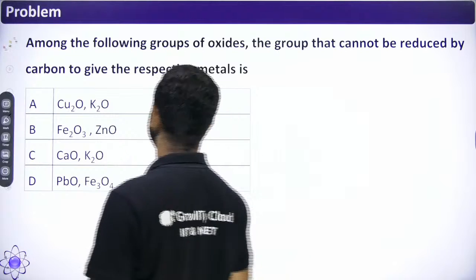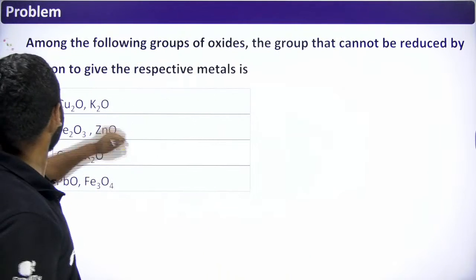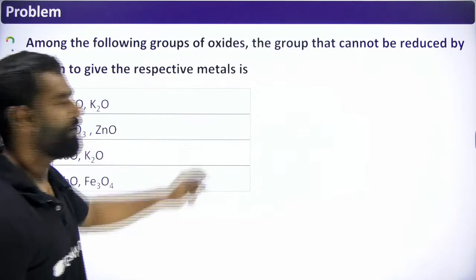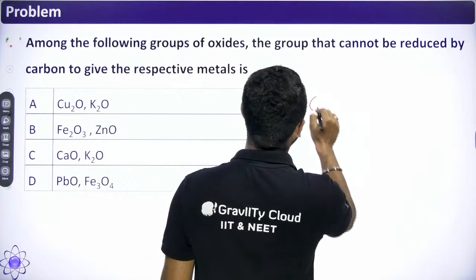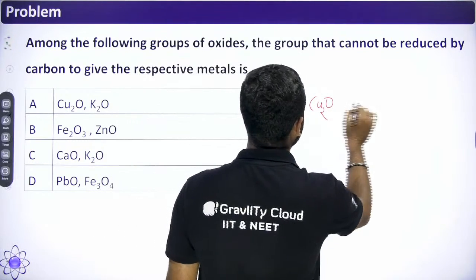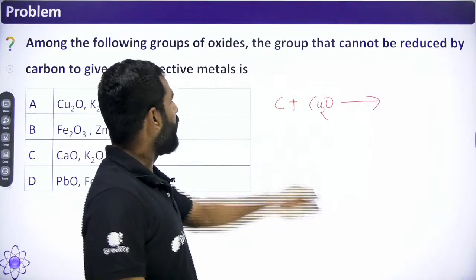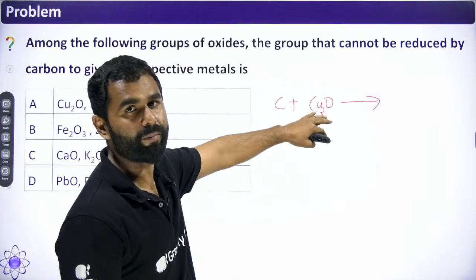Now the question says what? Among the following group of oxides, the group that cannot be reduced by carbon to give respective metals. See, simple. When carbon reacts with, suppose, copper oxide, right? When carbon reacts with copper oxide, what will happen? One metal, or we can say one element reacting with copper oxide, what will happen?